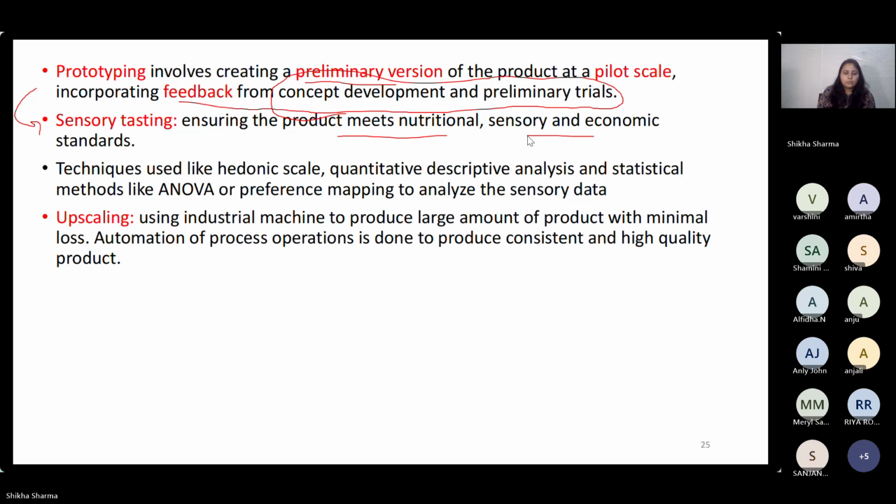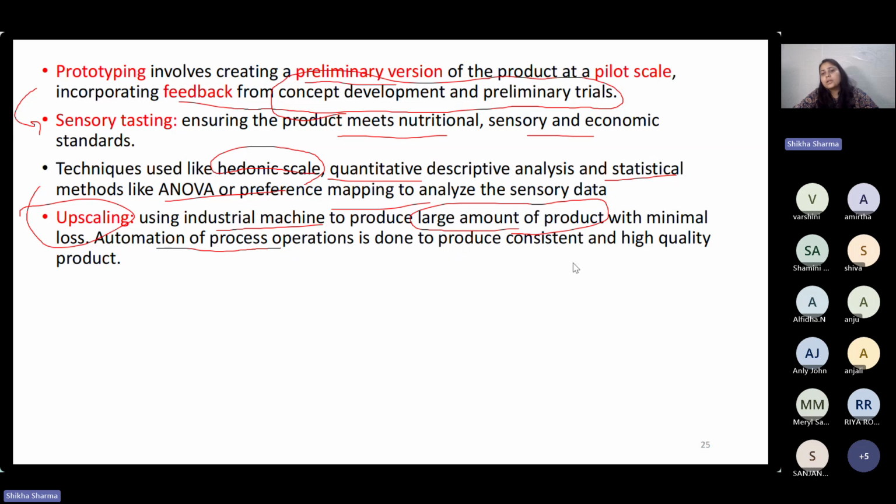So here we do tests like hedonic scale testing, and we do quantitative descriptive analysis. Then we use statistical methods like ANOVA or preference mapping to analyze the sensory data. Then after that comes large scale upscaling, where industrial machines are put in place to produce a large amount with minimum losses. Here we are basically automating the process so that a consistent, high quality and safe product can reach the customer's hand.